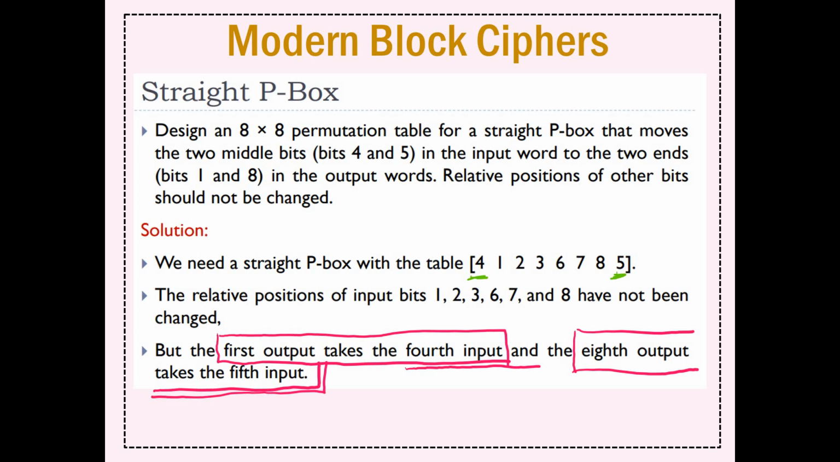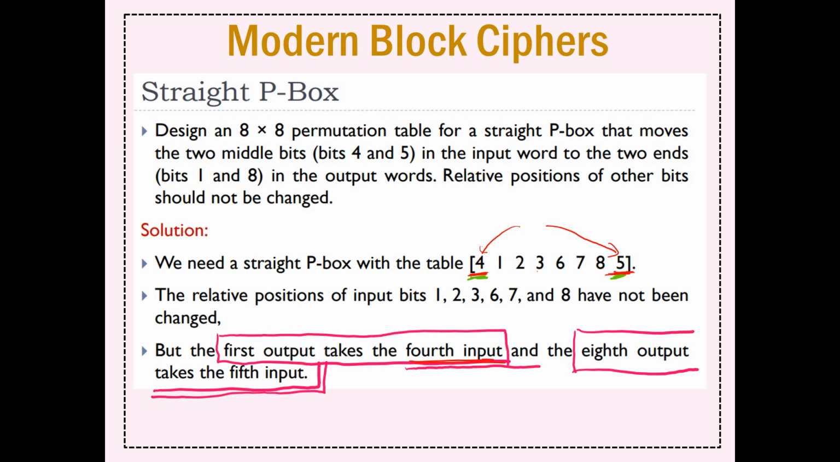Now, this is a certain rule that has been imposed on a straight P box. As I said, there is no certain rule to it. It's just that we want to make the combination happen. So in this case, what is happening? You can observe that out of 8 bits, 4 and 5 have been moved to the ends as per the rule. So the first output is mapped to the fourth input, and the last, 8th output, will be mapped to the fifth one.